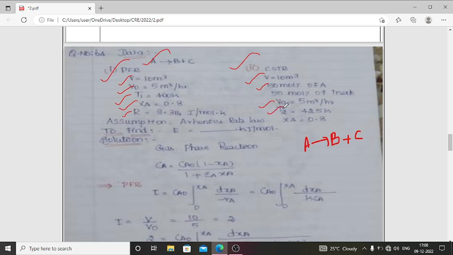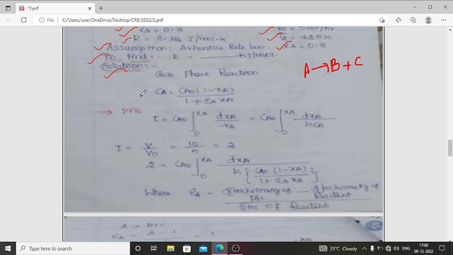Temperature 425 Kelvin. Conversion 0.8. Assumption: Arrhenius rate law. The objective of this question is to determine the activation energy in kilojoule per mole. Solution part: this is a gas phase reaction, so Ca is equal to Ca0 into (1 minus Xa) by (1 plus epsilon A Xa). Our given reaction is A gives B plus C.